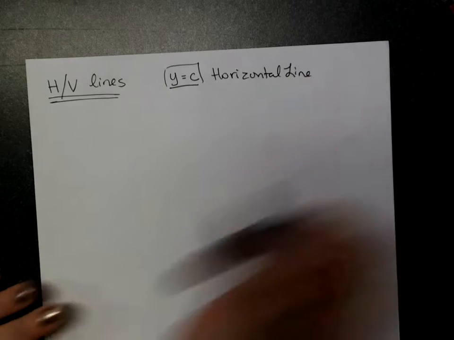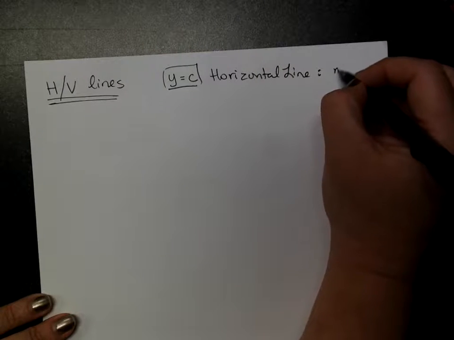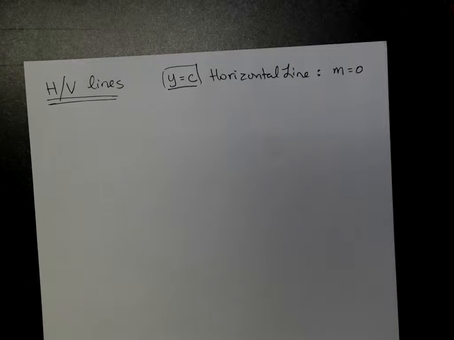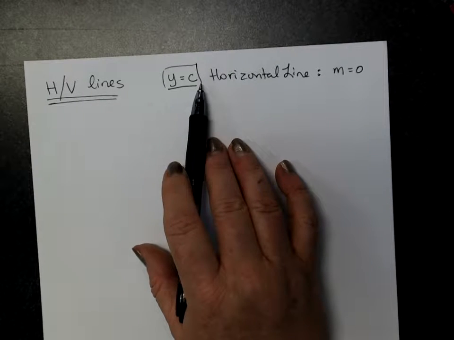Now, what is the slope of a horizontal line? 0. Slope equals 0, always. Diagonal lines always have positive or negative slope. Horizontal lines always have slope equals 0, and their equation is always y equals a number.